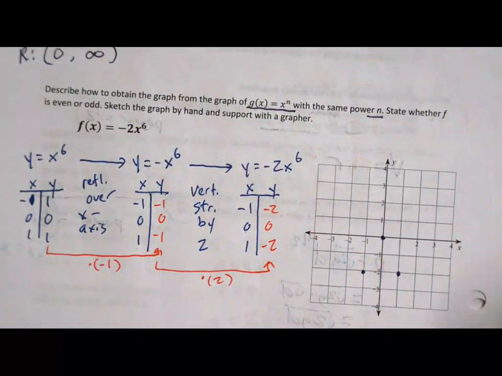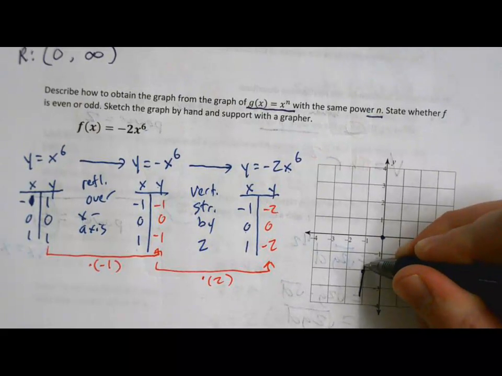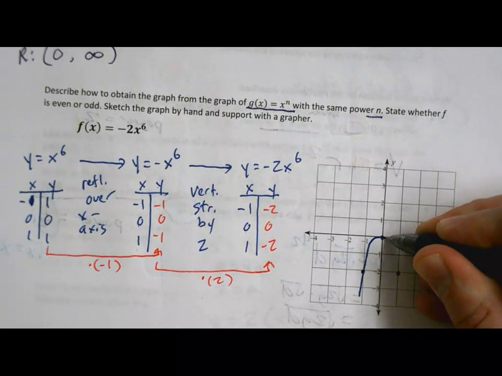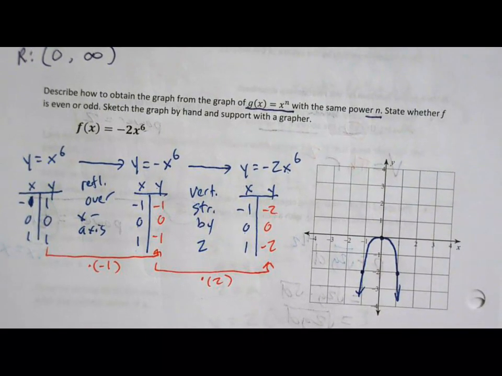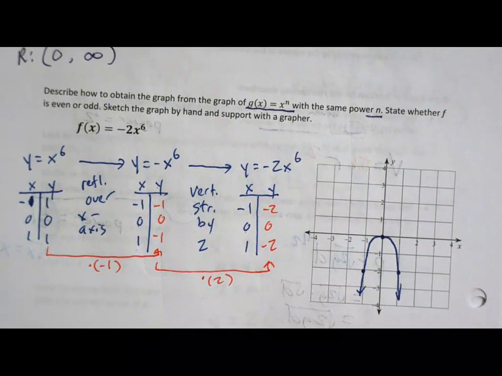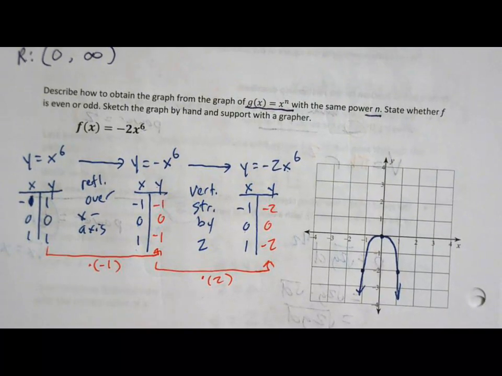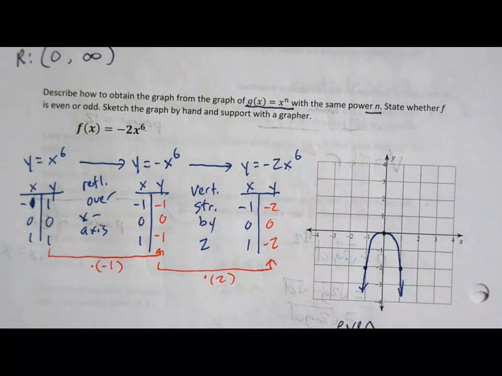So as we draw this, we're going to draw something that looks like a parabola, but a little bit flatter than we're used to. It's still going to go through all those points. And we'll call that good. It says to state whether it's odd or even. It doesn't say to prove it algebraically, so we can just say odd or even based on the symmetry. What do you think? Even because it's symmetric about the y-axis. All right, you guys did awesome. If you've got questions, I will be available.